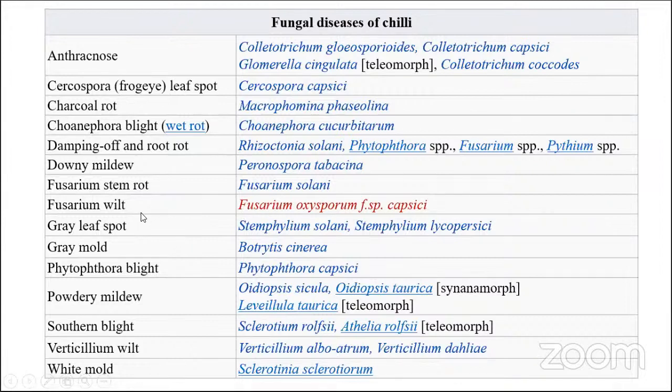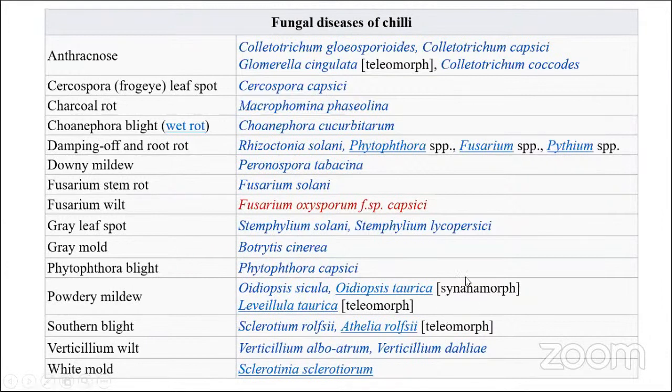Downy mildew, Peronospora tabacina, Fusarium stem rot, Fusarium wilt. Yesterday, in the first lecture, we saw Fusarium wilt of sugarcane, in which I explained the pathogen. Then gray leaf spot, Stemphylium, and gray mold, Botrytis cinerea. Phytophthora blight, Phytophthora capsici, powdery mildew, Oidiopsis sicula, southern blight, Sclerotium rolfsii.